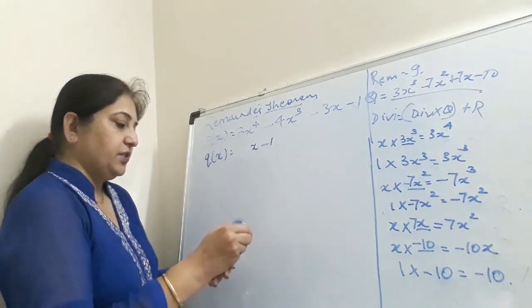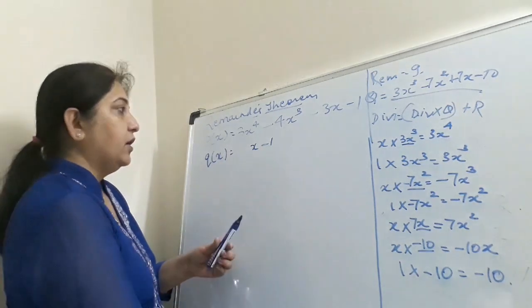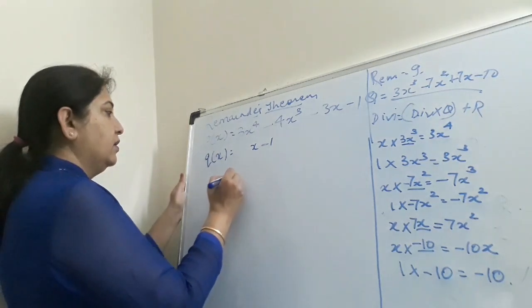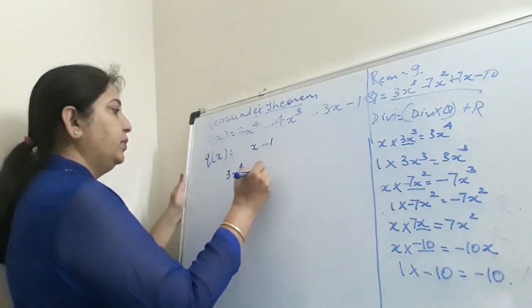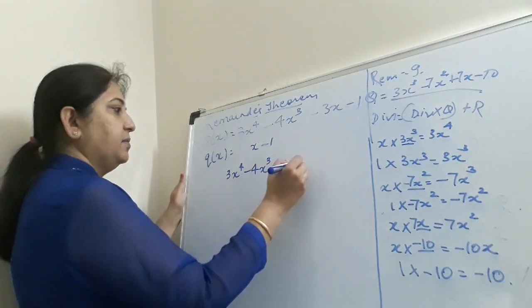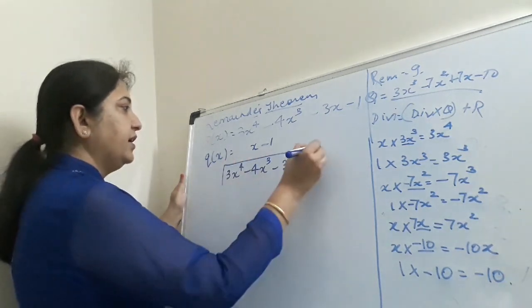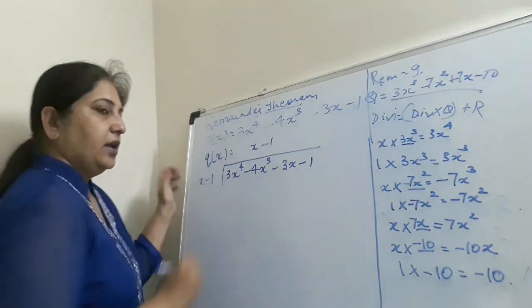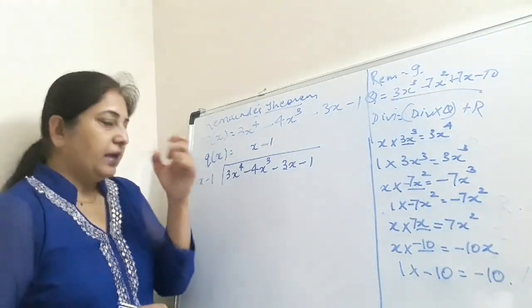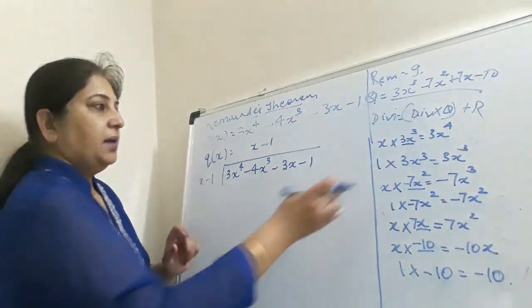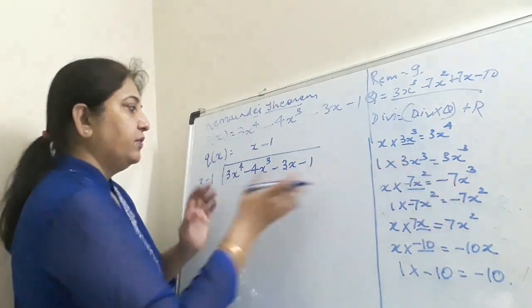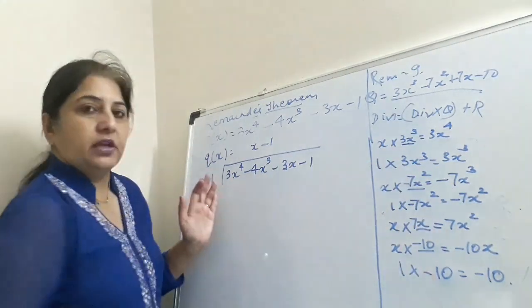So you can observe the question once again: 3x to the power of 4 minus 4x cube minus 3x minus 1. I will divide it by x minus 1 now. And what is this method called? Remainder theorem. I am not rubbing these steps because these steps will be same, only the signs will change, right?